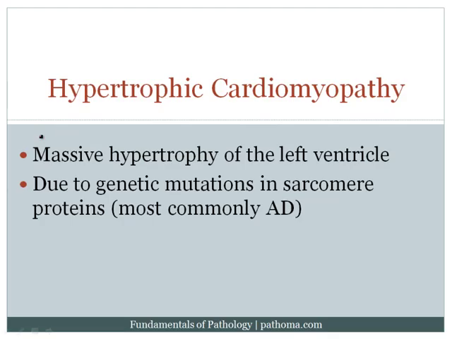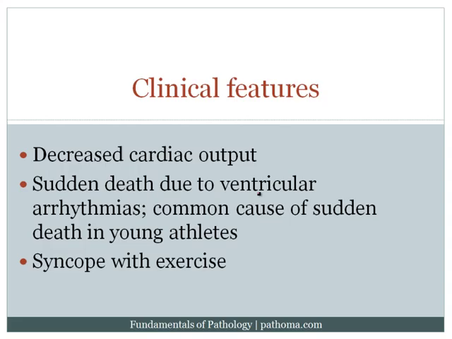Hypertrophic cardiomyopathy is when you get massive hypertrophy of the left ventricle. The most common cause, and of course very high yield, is that you get genetic mutations in the sarcomere proteins, high yield, most commonly autosomal dominant. Now, these patients are going to get decreased cardiac output. And the reason is because the hypertrophy makes the heart wall so tight that you can't fill the heart anymore. Basically, the wall becomes so full of muscle that you lose compliance. And so you get a diastolic dysfunction where you can't fill the heart.